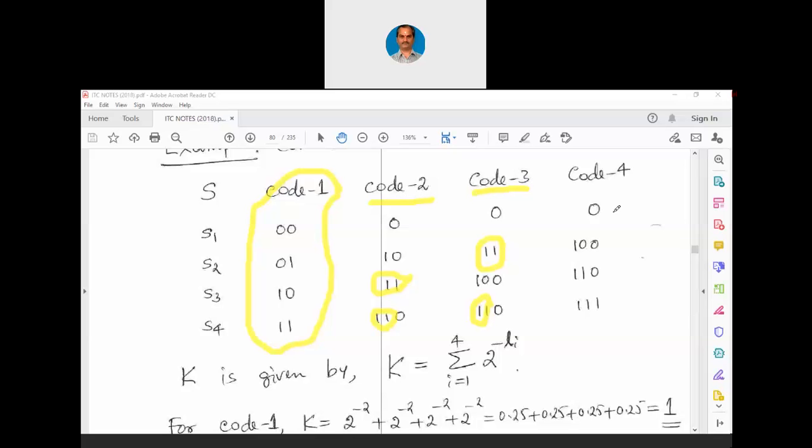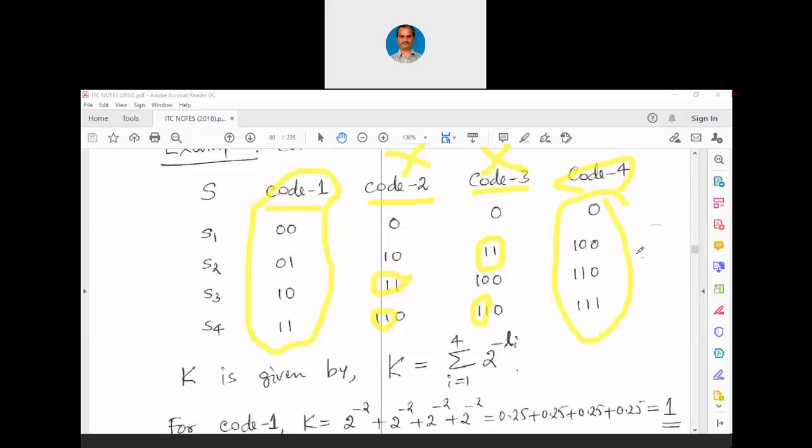What about code 4? In code 4, none of the codes are prefixes. You can see 0 is not a prefix to any other code. Similarly, 100 is not a prefix. 110 is not a prefix. Which means that code 1 and code 4 are instantaneous. And we should say that code 2 and code 3 are non-instantaneous.